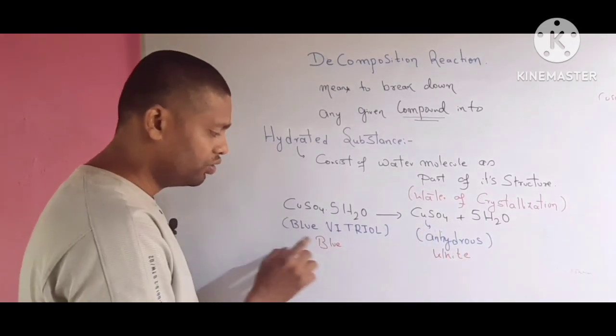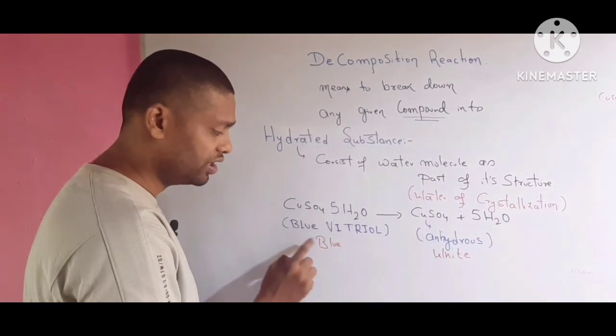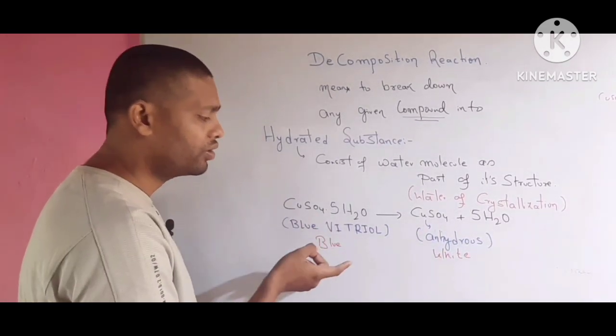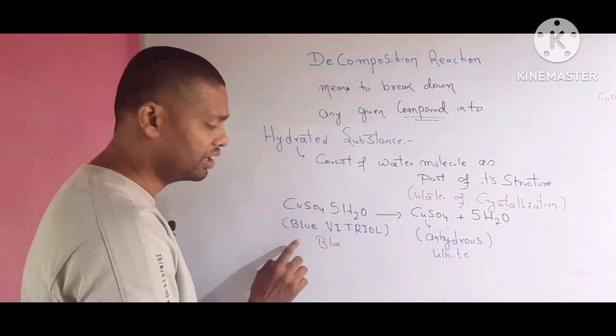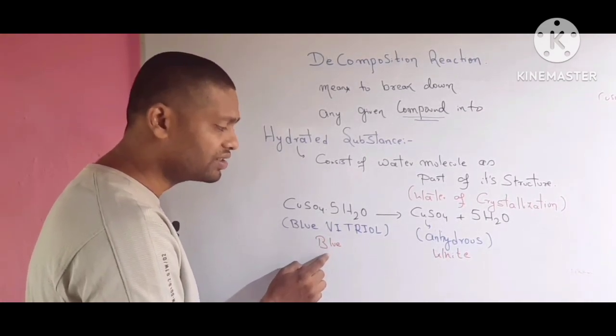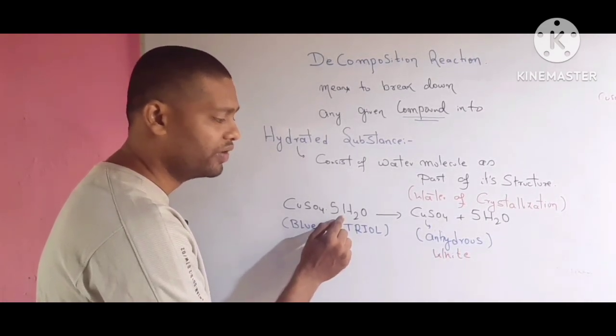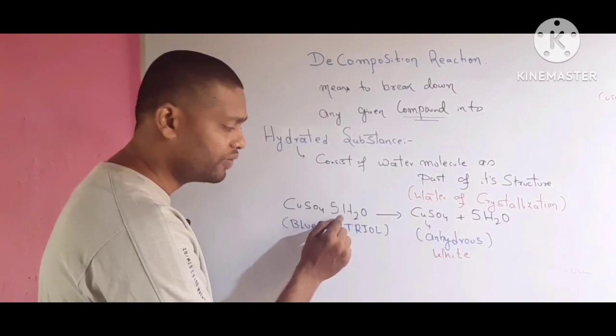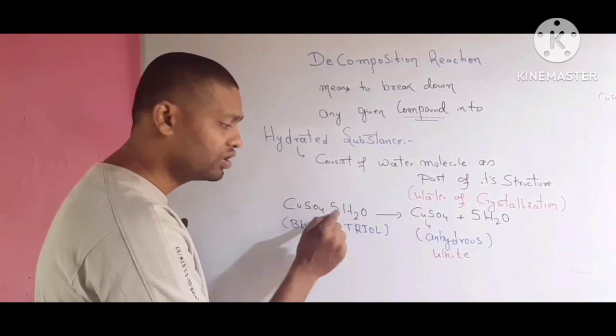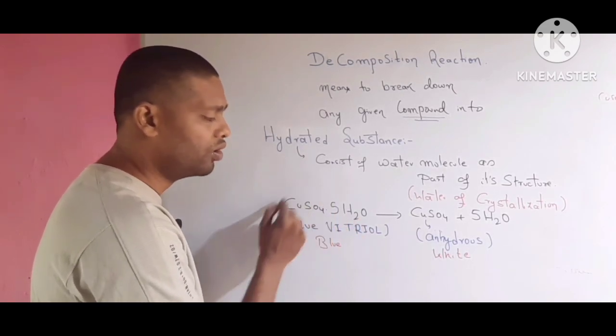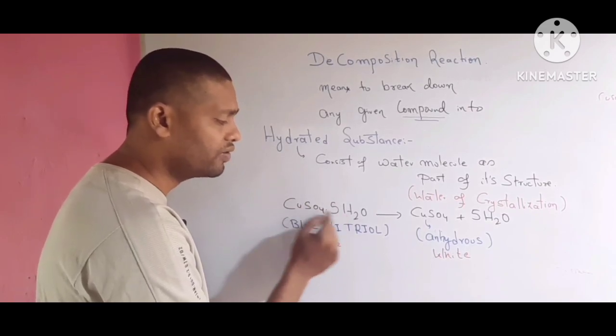They got separated. Previously the color was blue, that's why it is known as blue vitriol. Very important name, this is known as blue vitriol. It is blue in color from this name. Why this, from where did this color come? Because of this water of crystallization. Whenever water of crystallization is there, means 5H2O or 6 or whatever is there, they will give the color to the salt. Because of this it gave a blue color.